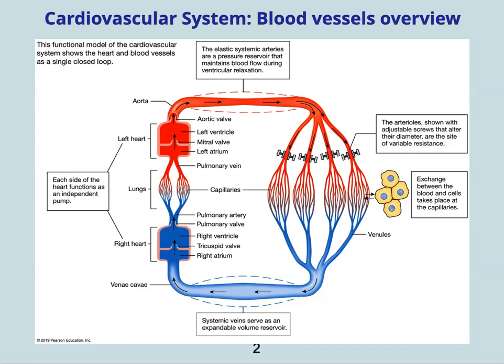And so, for example, if cardiac output is 5 liters per minute, that means the blood flow through all the systemic arteries is also going to be 5 liters per minute. And likewise, blood flow through the pulmonary side of the circulation is going to equal the blood flow through the systemic circulation.